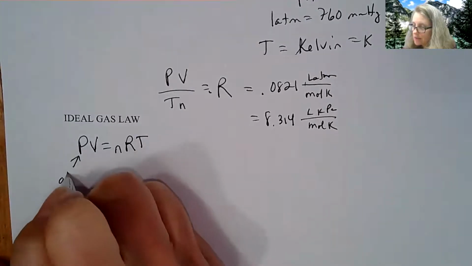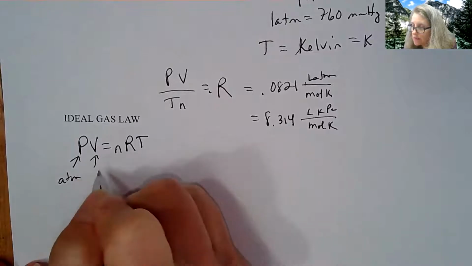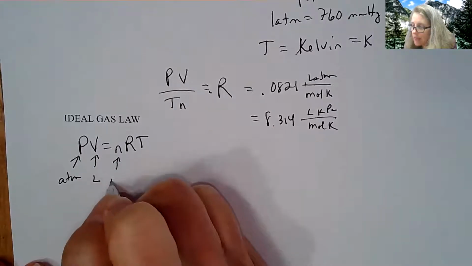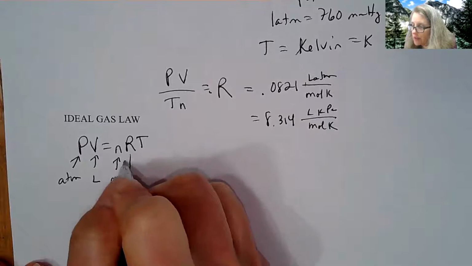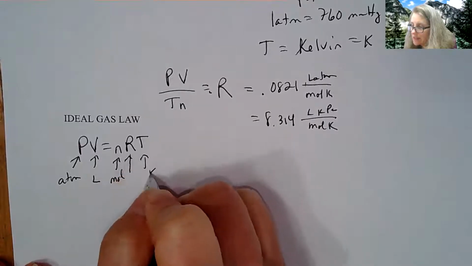So pressure has to be in atmospheres or kilopascals. Volume needs to be in liters. n is moles. R is then your R value, and T needs to be in Kelvin.